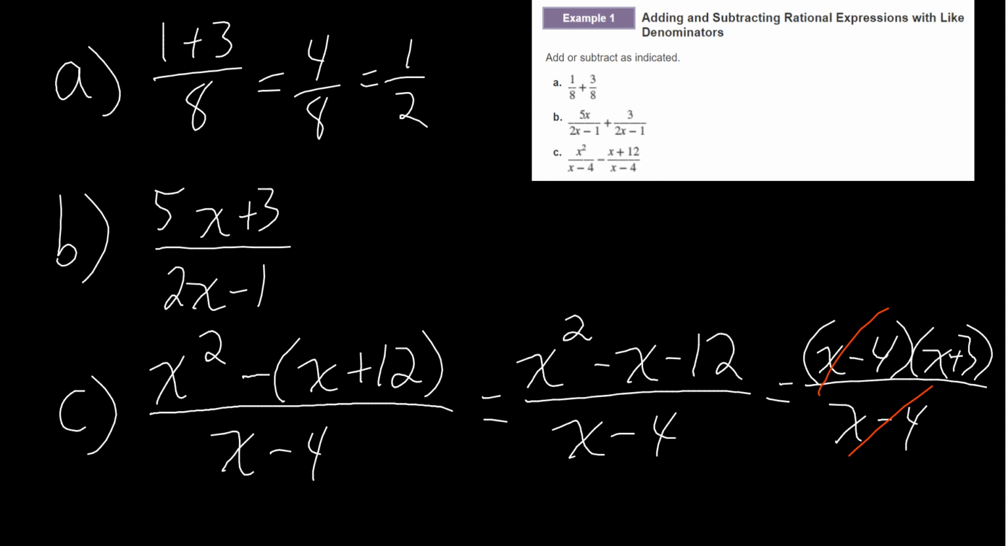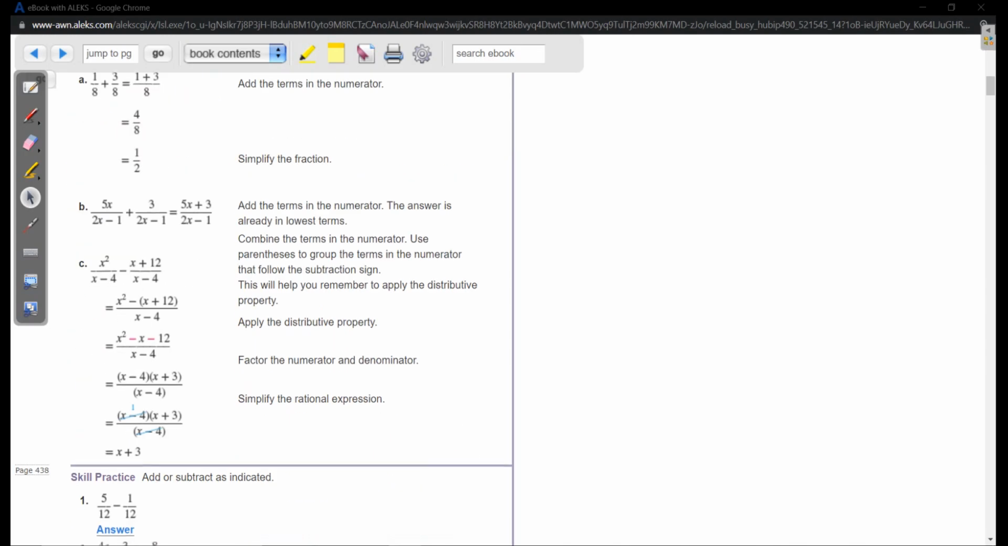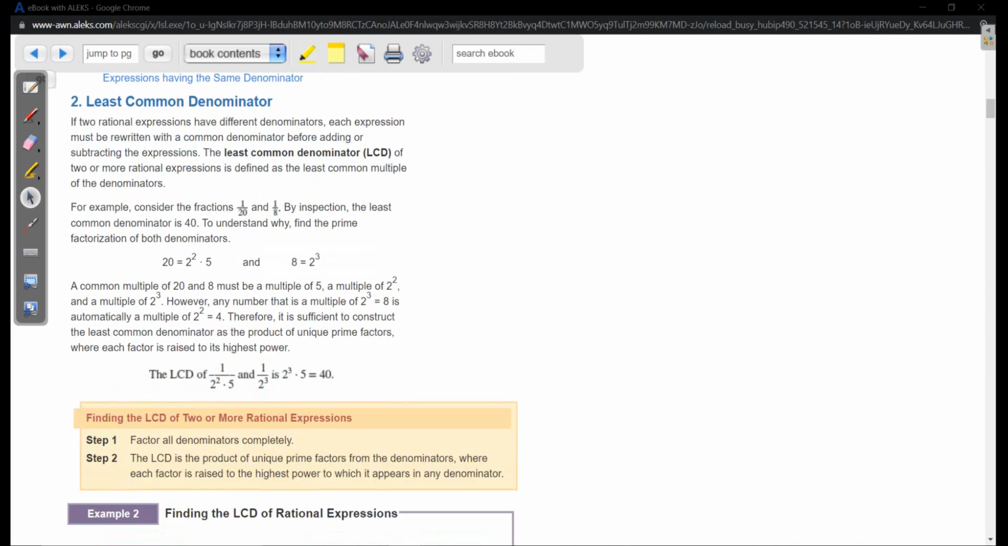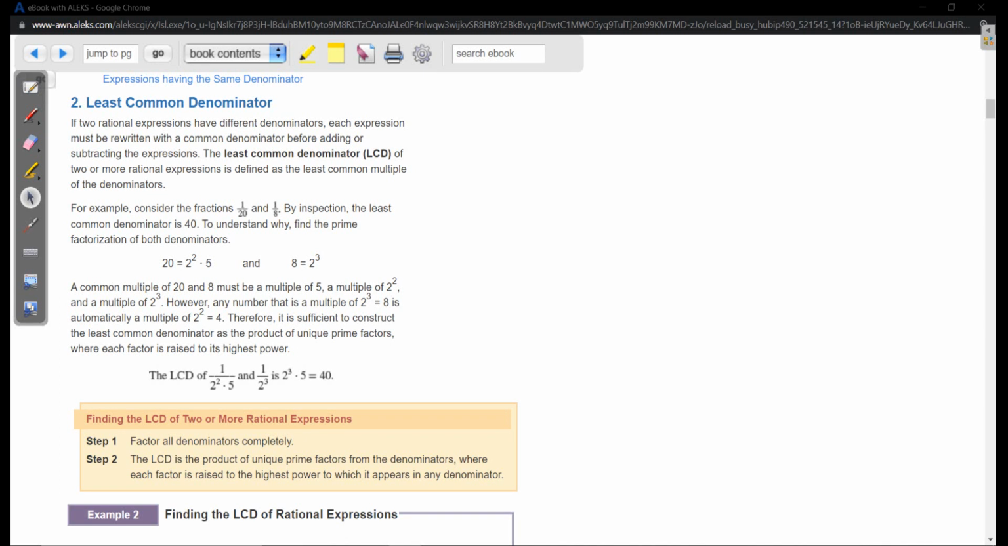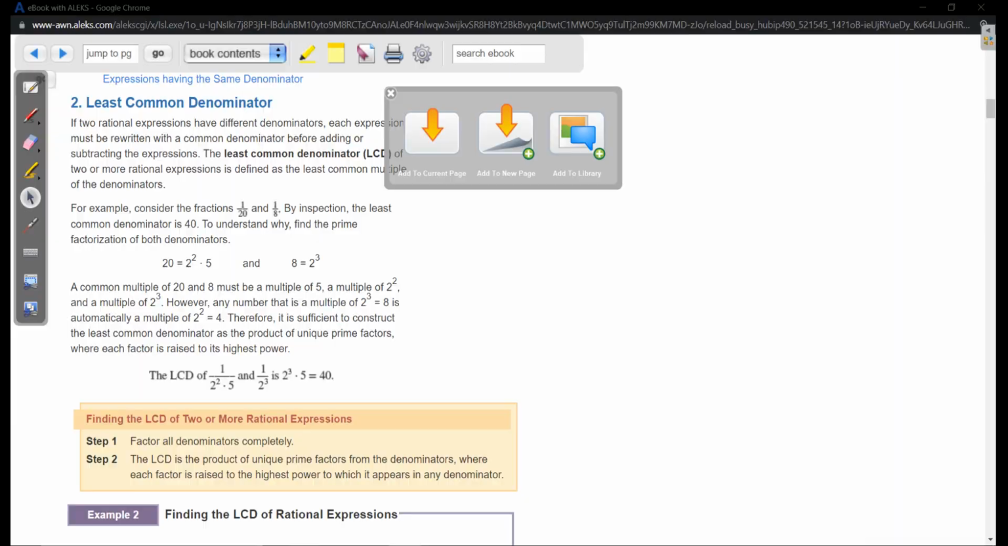And that is simply adding and subtracting rational expressions with like denominators. Okay, when they are like denominators, they're pretty easy. However, we'll see here in a moment how it just gets way worse.